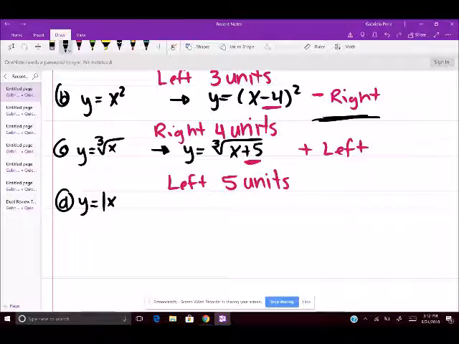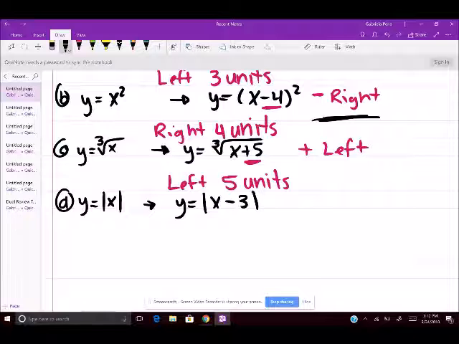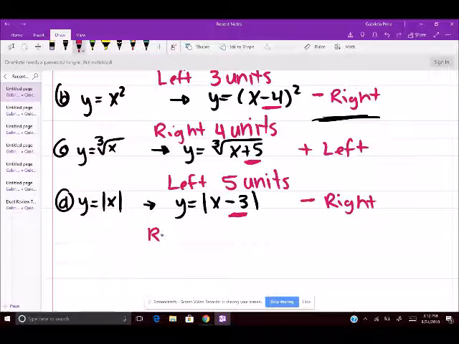Y equals the absolute value of x. Y equals the absolute value of x minus 3. Once again, it's a minus 3. It is grouped together. Minus means right. So this means that this one moves right 3 units.